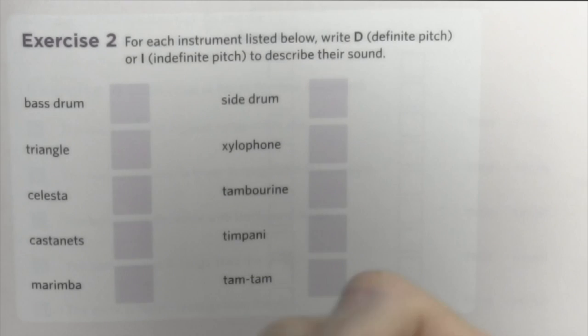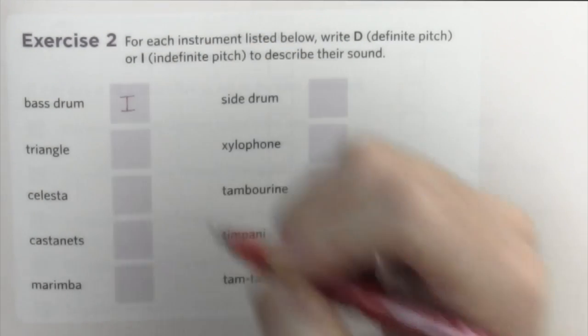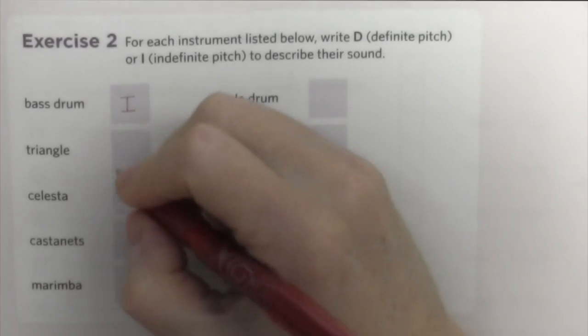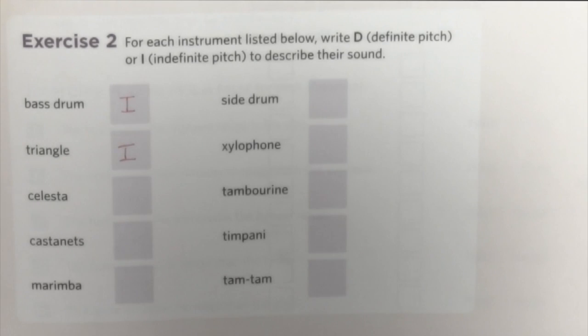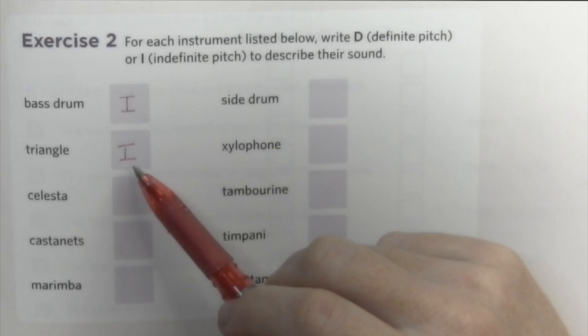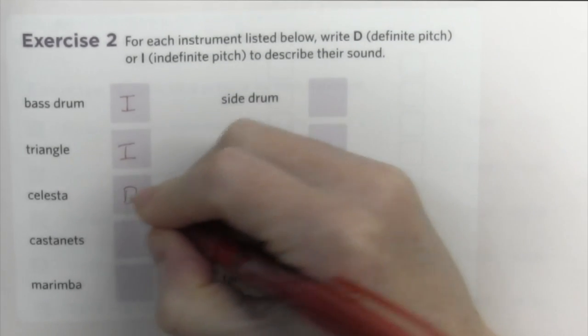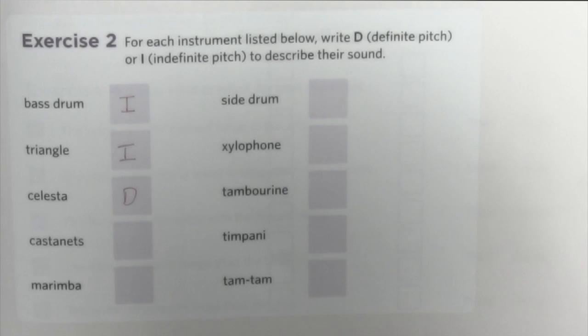The bass drum is indefinite. The triangle is also indefinite, and by the way guys, most of these instruments are able to produce only one sound, so they can't make two or more sounds. Celesta is a definite pitch because it's like a piano, a sort of piano, so it has lots of notes. It can play loads of sounds, lots of pitches, so definitely it is a definite pitch instrument.